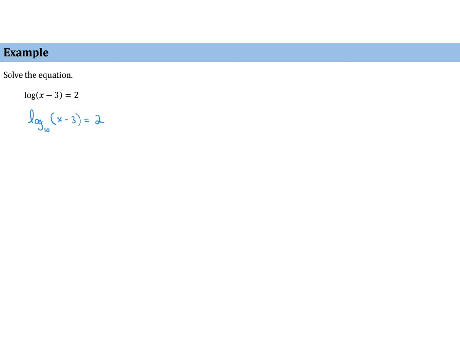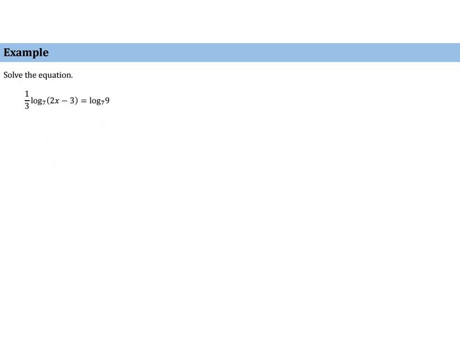So let's convert this to an exponential. The base of our logarithm is 10, so the base of our exponential will be 10. The exponent on 10 will be found on the other side. So we have 10 squared, and that is equal to x minus 3. So we have 100 equals x minus 3. So 103 equals x. And we can substitute this value back in the original logarithm, and we would have log of 100, which is acceptable. So log of 100 would equal 2. That is correct. So this is our solution.